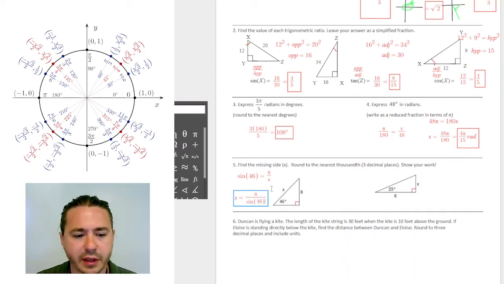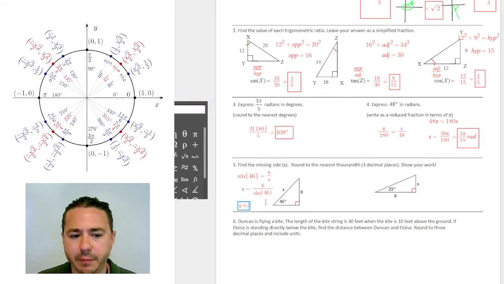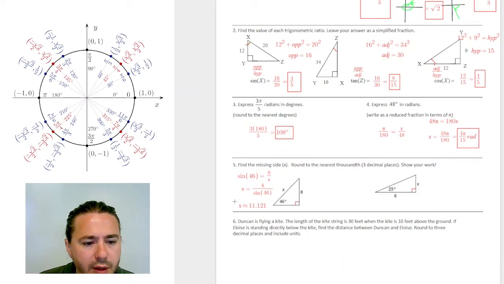This is something you'll put in the calculator, so don't feel like you need to know what that equals off the top of your head. We'll say x is approximately, make sure you're in degrees as well, 8 divided by sine of 46 should be about 11. I'll go 3 decimal places here. And that's the length of the hypotenuse.